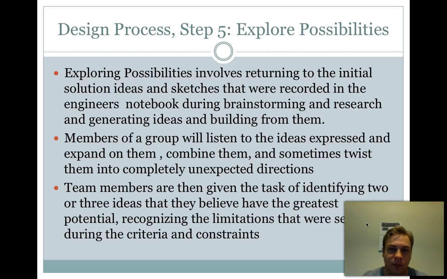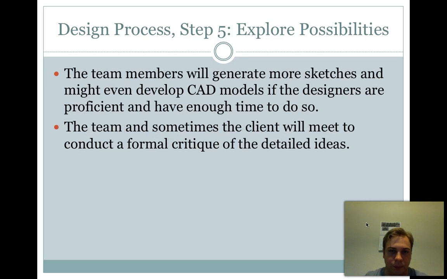Design process, Step 5, explore possibilities. Exploring possibilities involves returning to the initial solution ideas and sketches that were recorded in the engineer's notebook during brainstorming and research and generating ideas and building from them. Members of a group will listen to the ideas expressed and expand on them, combine them, and sometimes twist them into completely unexpected directions. Team members are then given the task of identifying 2 or 3 ideas that they believe have the greatest potential, recognizing the limitations that were set forth during the criteria and constraints.